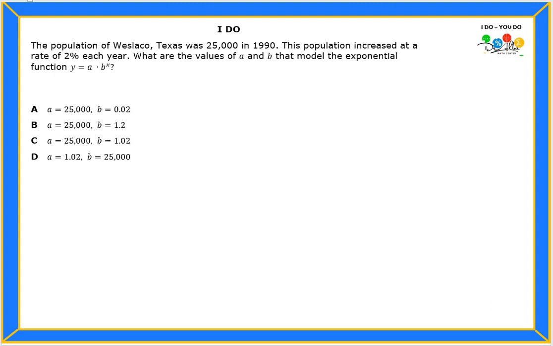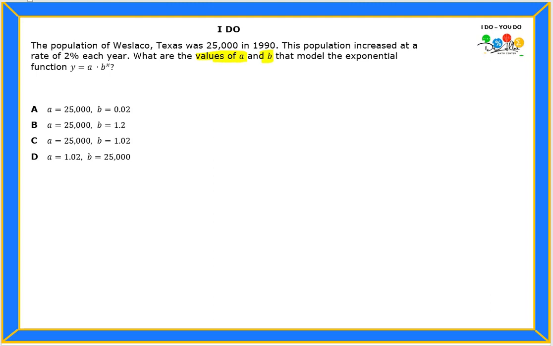And it says, the population of Weslaco, Texas was 25,000 in 1990. This population increased at a rate of 2% each year. What are the values of A and B that model the exponential function y equals A times B to the x power? Okay, so let's see, what are they asking us to do? Well, they want me to find the value for A and B.